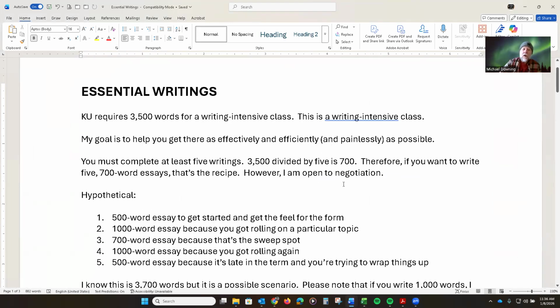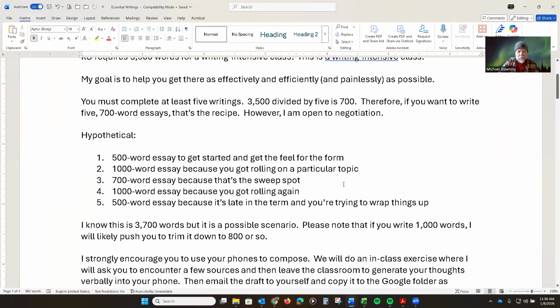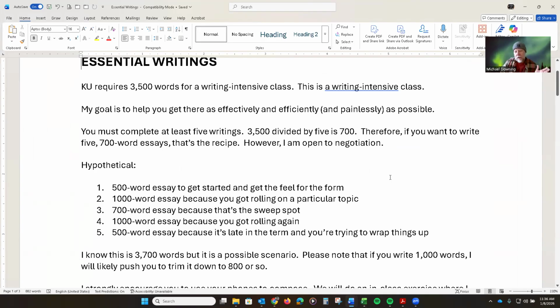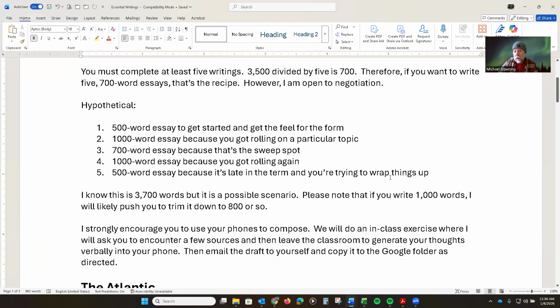KU requires 3,500 words for a writing intensive class. This is a writing intensive class. My goal is to help you get there as effectively and efficiently and as painlessly as possible. You must complete at least 5 writings. This is my rule. So 3,500 divided by 5 is 700. Therefore, if you want to write 5 700-word essays, that's the recipe. However, I am open to negotiation. So you can divide that 3,500 words up in certain ways.